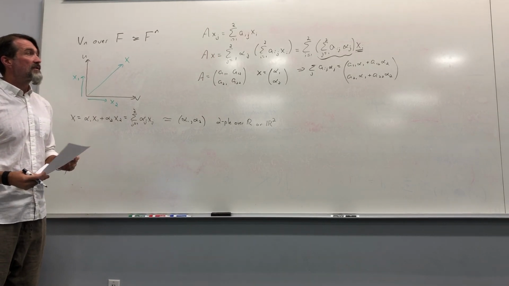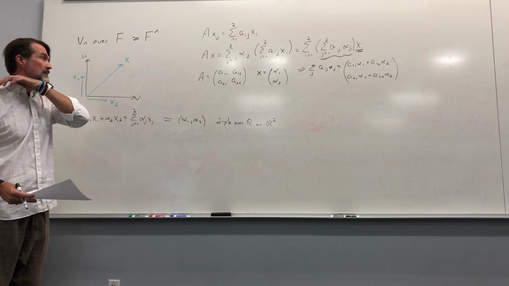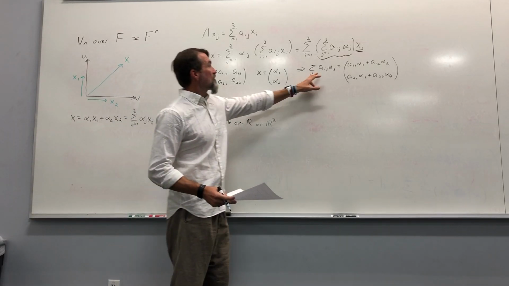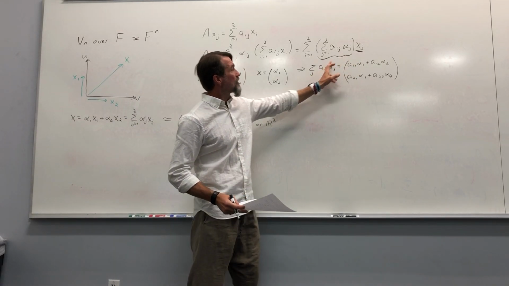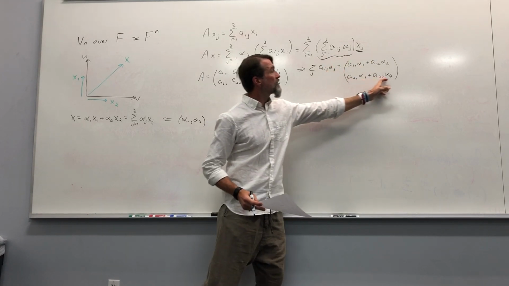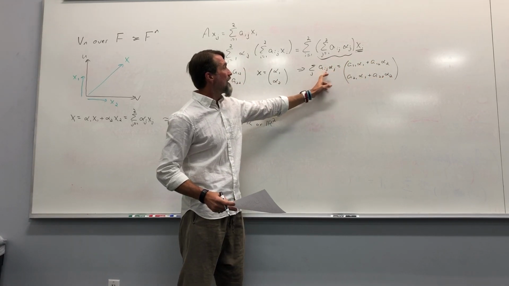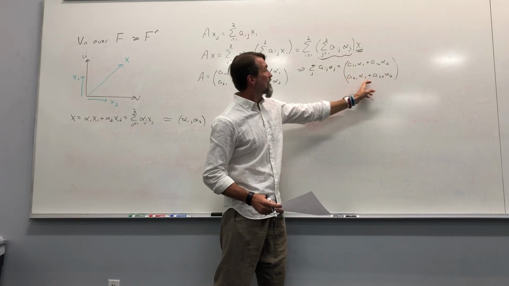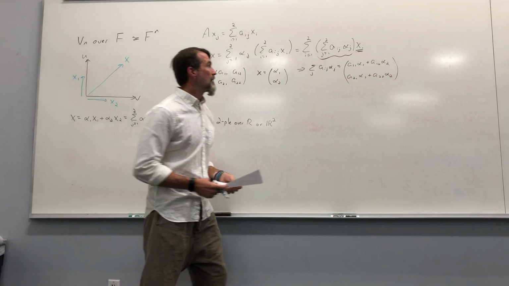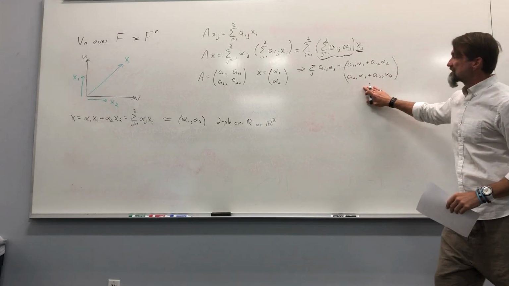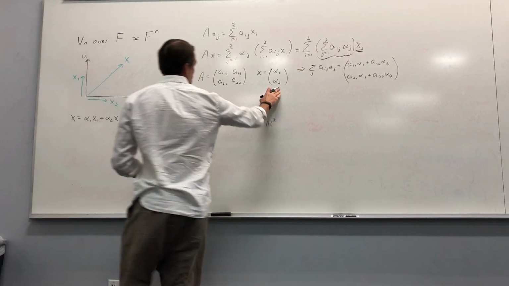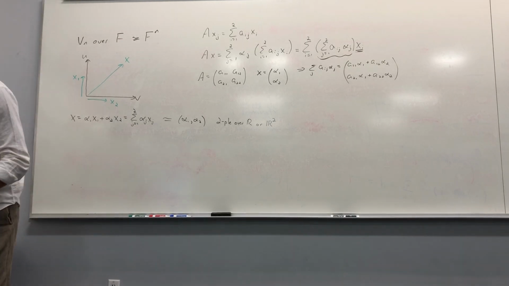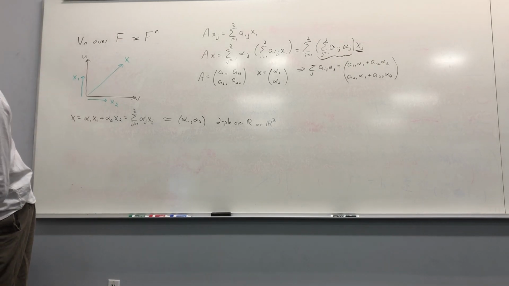Notice I'm just summing over the second index. So this is the i equals 1 component, and this is the i equals 2 component, and j is getting summed over in each. Hopefully everyone recognizes this as this matrix times this vector. Are we cool? Any questions?